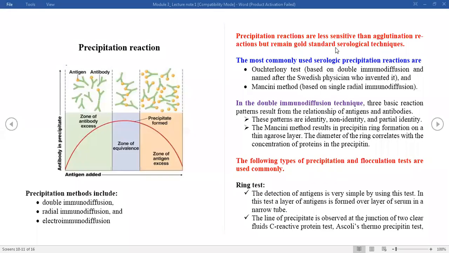Dear students, today I'm going to discuss the topic precipitation reaction. Precipitation reaction is a particular type of antigen-antibody reaction where both the antigens and the antibodies are complex.